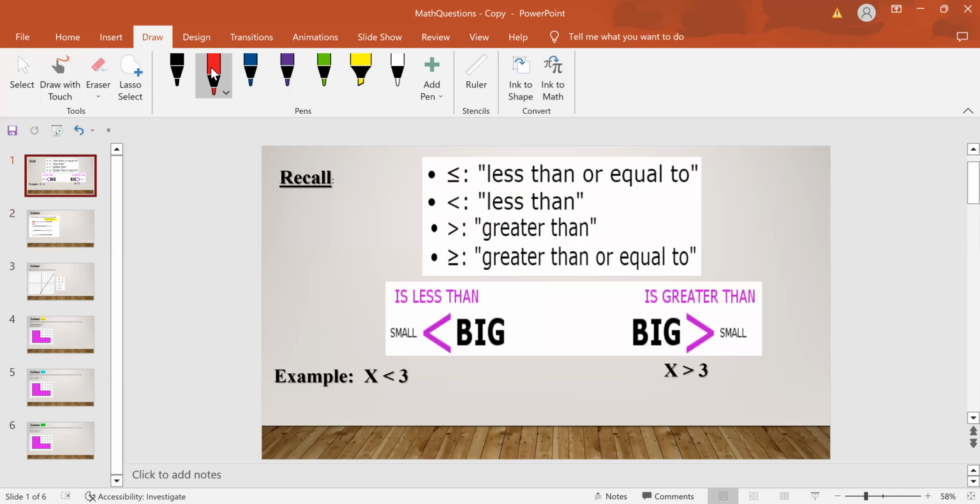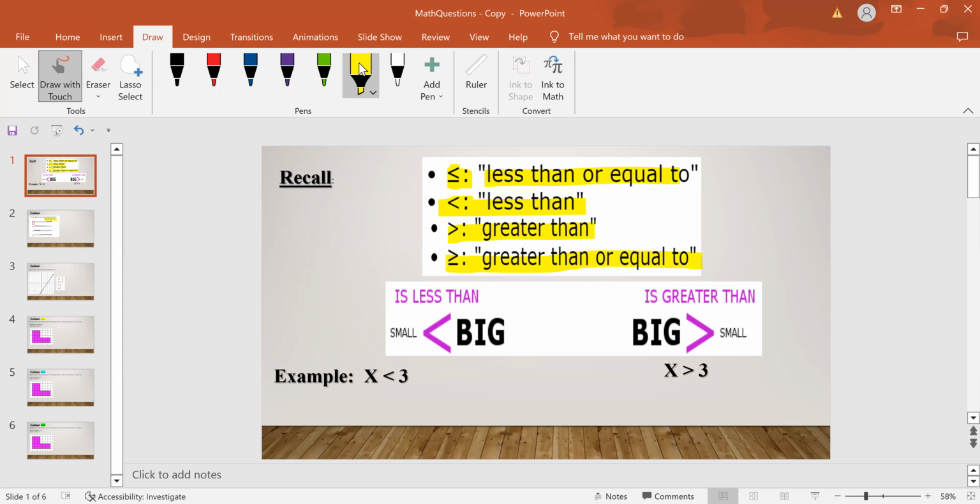Let's do a quick review. You have 4 different symbols for inequalities. The first one, we read this as what? Less than or equal to, because if you see the symbol, there is a little bit underneath. This one is just less than. The third one is greater than, and here you have greater than or equal to.